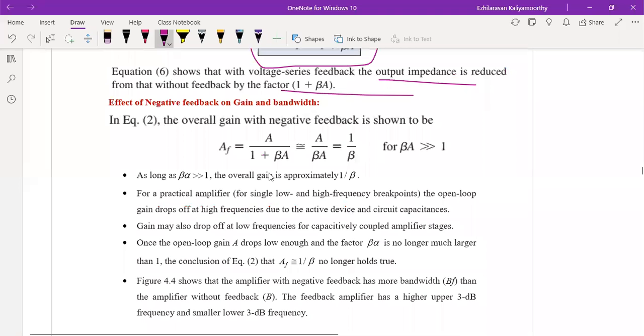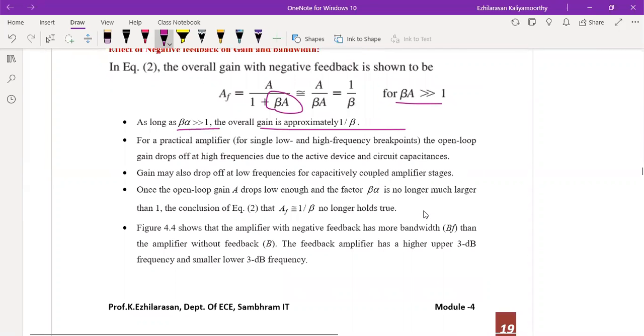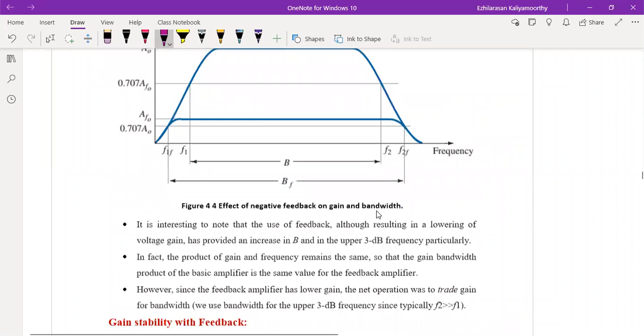Now the overall gain for the negative feedback is like this. As I said already, AF is equal to A by 1 plus beta A, where beta A is very, very greater than 1, so A by beta A, then 1 by beta. As long as beta A is very, very greater than 1, the overall gain will be 1 by beta. For a practical amplifier, the open loop gain drops at high frequencies, which we see frequency-wise.